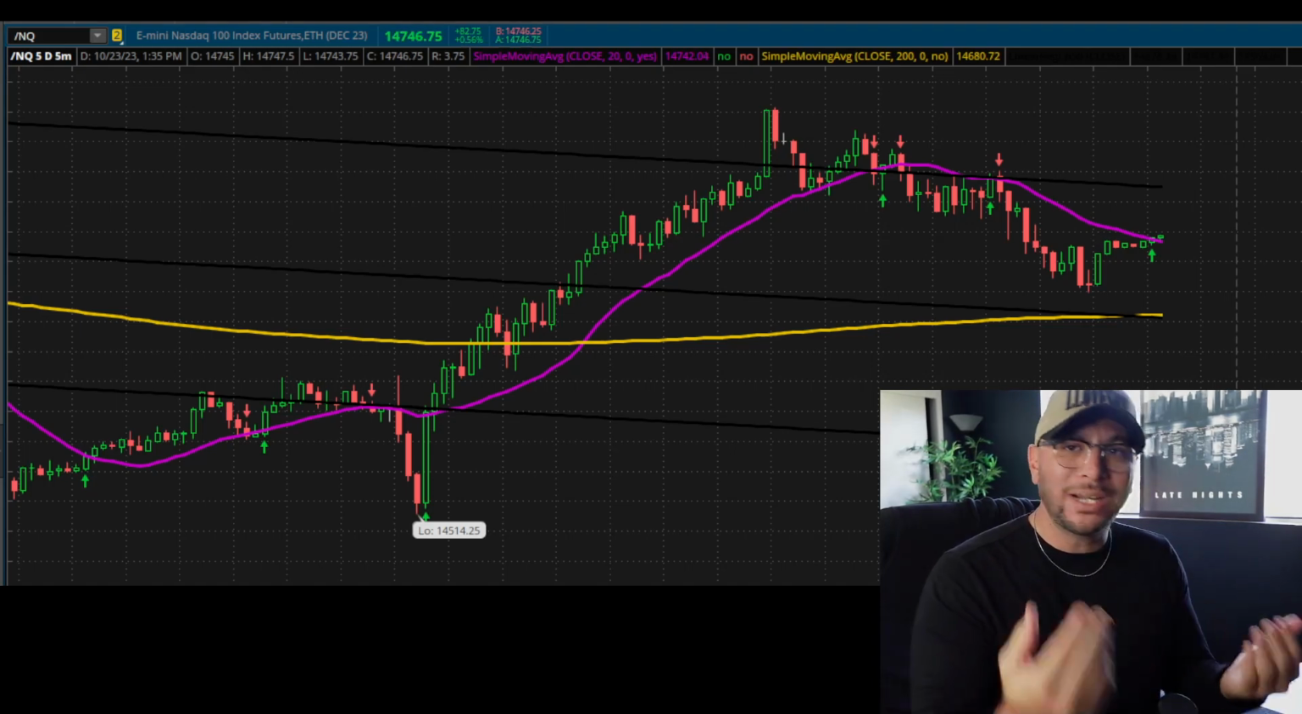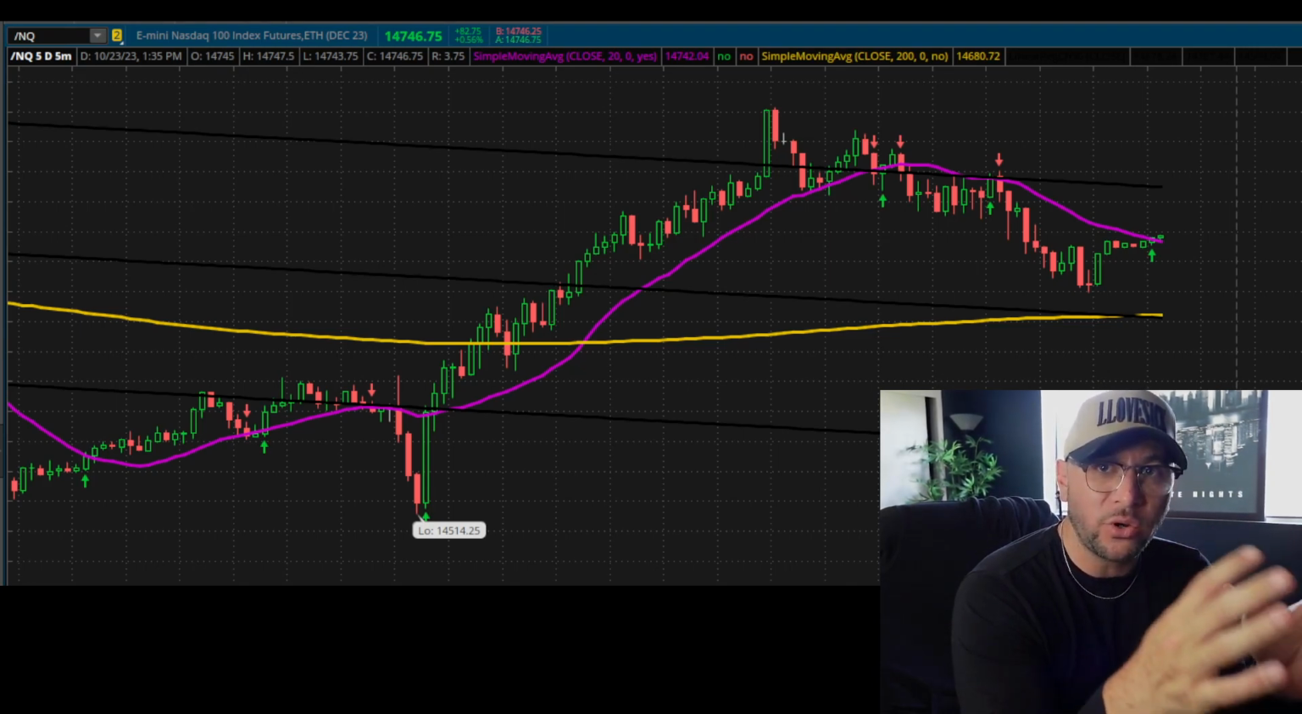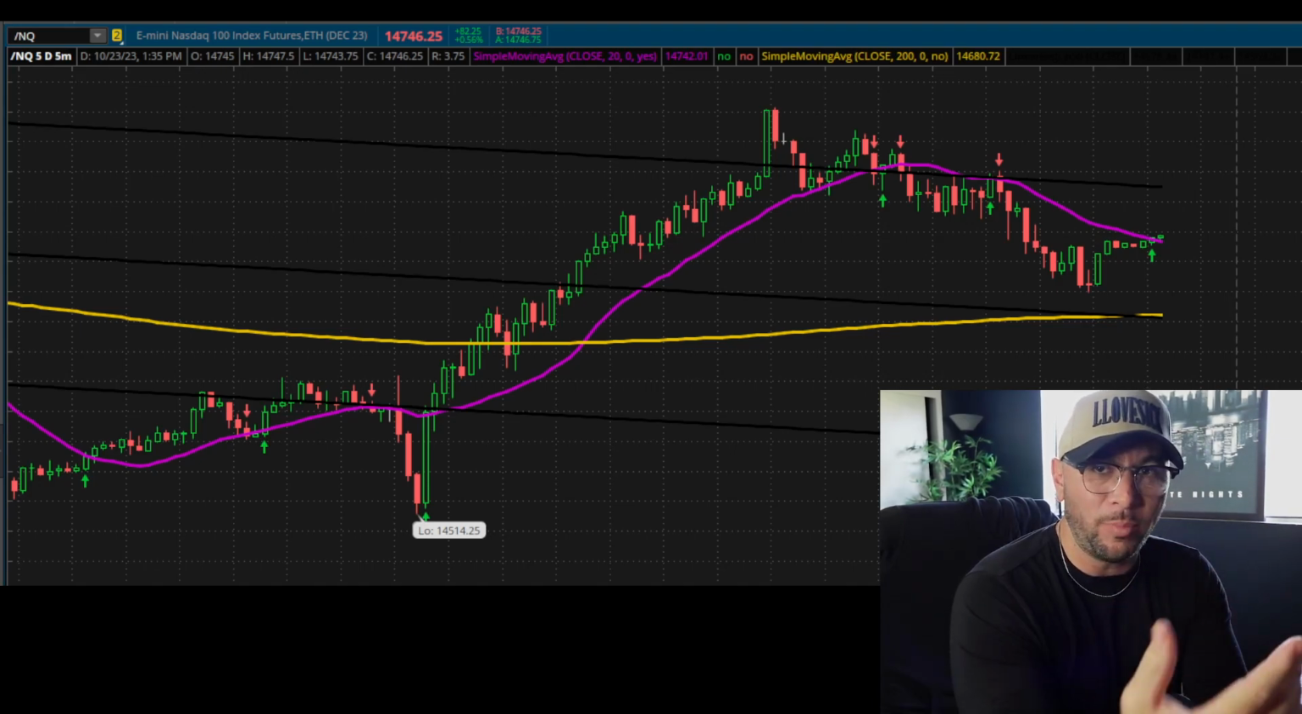So what is an edge? Your edge is your strategy. What are you looking for when you're coming into the markets? What are you looking for at the open? How long are you looking to trade?